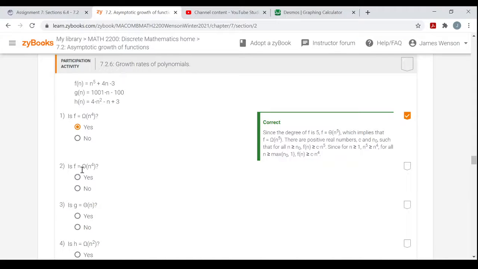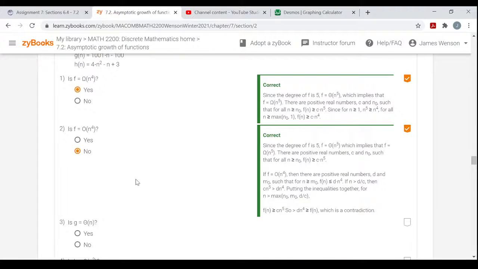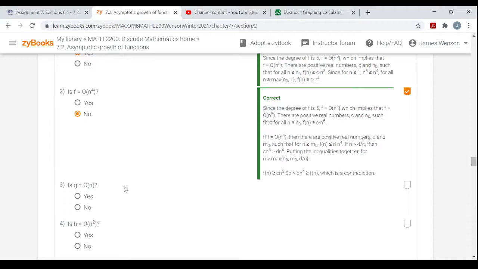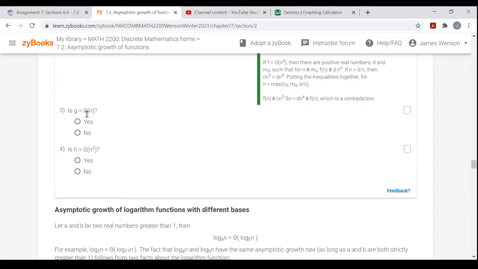Now is f O of n to the fourth? So is the growth rate of n to the fourth higher or faster than f? No. So higher degree is going to be a faster growth rate. Is g theta of n? So are they the same degree, same growth rate? Yes. g is degree 1, n is degree 1.